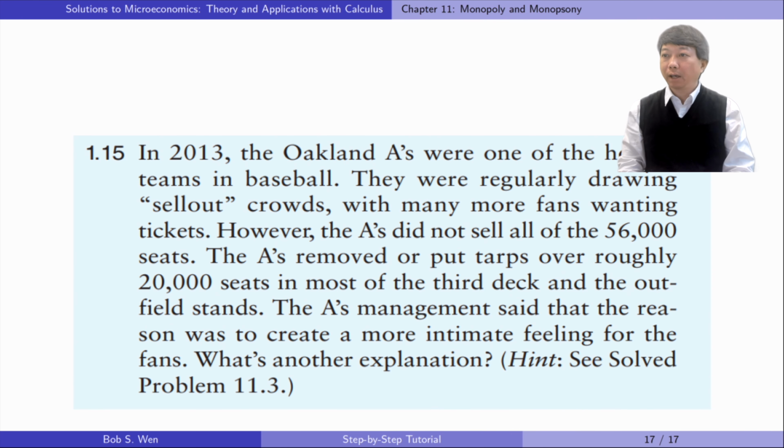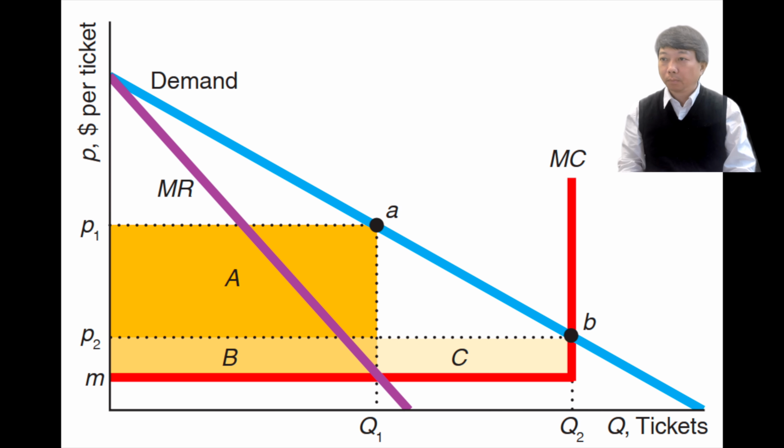Let's find answers to exercise 1.15. It's about the reason the baseball team is not selling all seats. That is because the monopoly maximizes its profit by selling a relatively small quantity of tickets. We use the graph in the textbook to explain. For simplicity, assume that the marginal cost of selling tickets is constant at M until the stadium's capacity Q2 is reached, and that the fixed cost is 0.